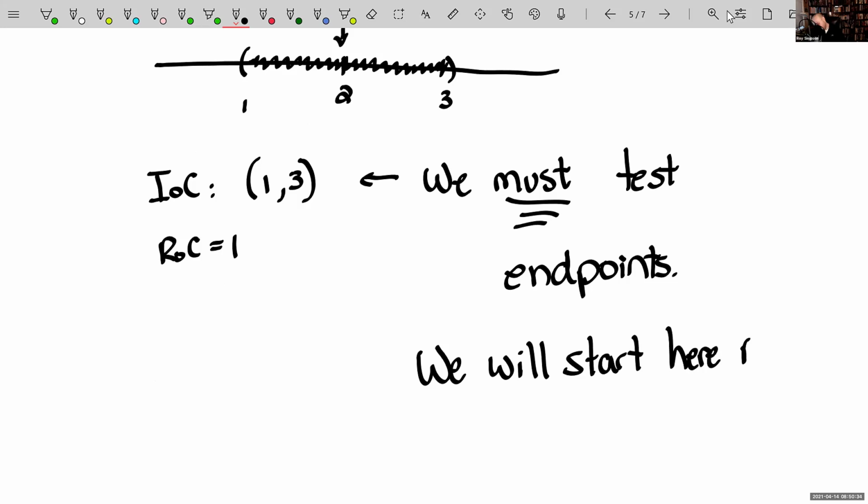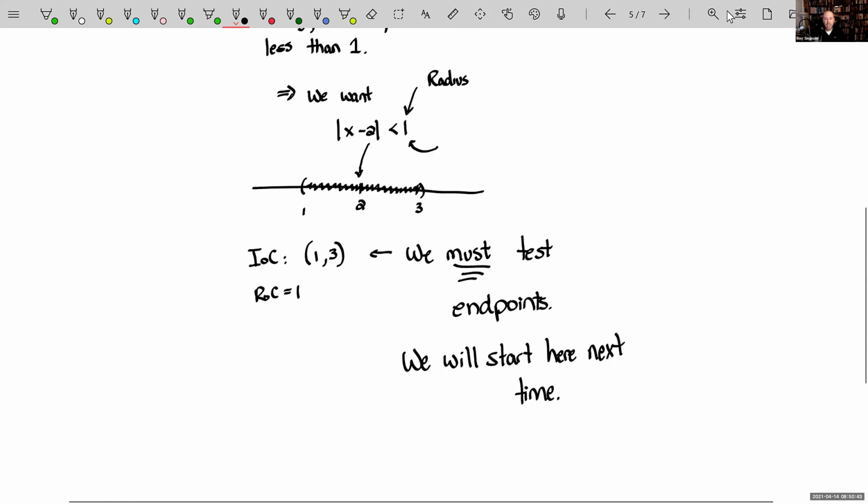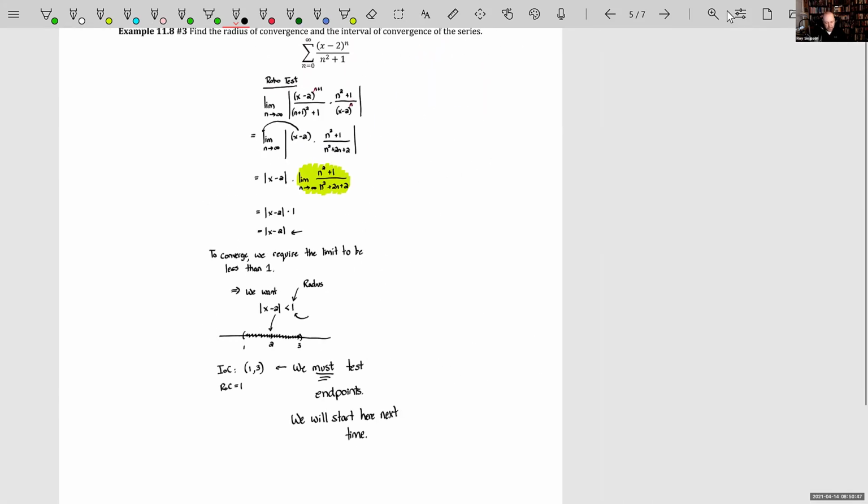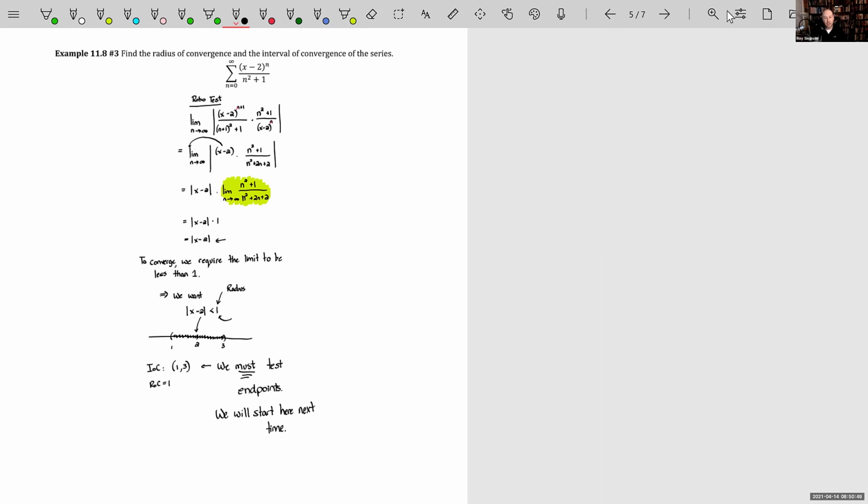next time. All right. So I hope that you got kind of excited about power series. I think they're really, really cool. And I love the idea that you are given a function, and that you can represent that function using a polynomial.